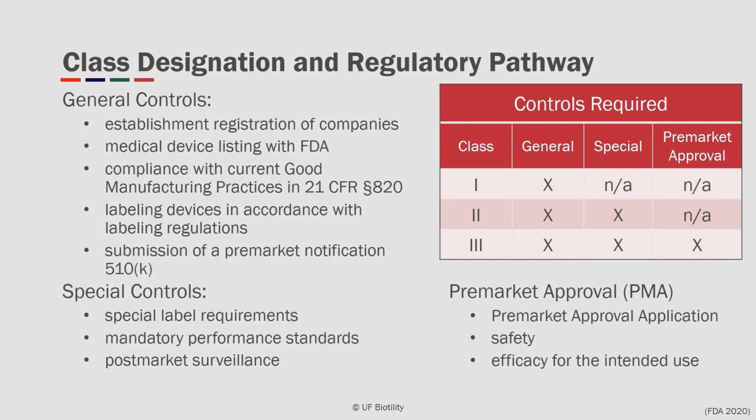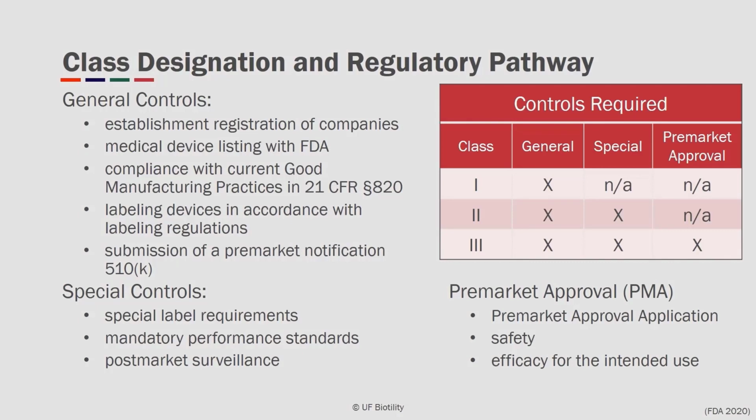Special controls include special label requirements, mandatory performance standards, and post-market surveillance. Pre-market approval includes submission of the pre-market application, most commonly known as the PMA, demonstration of safety, and demonstration of efficacy for the intended use.